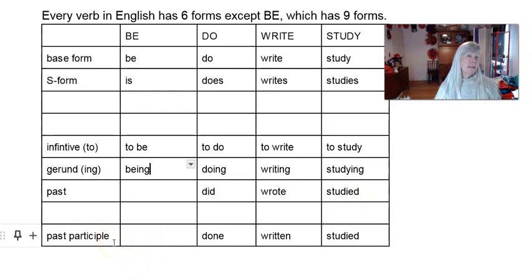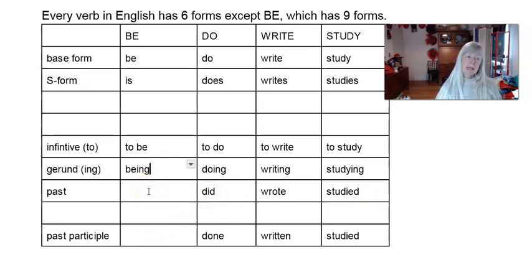For the past participle, do, did, done. When you learn a verb, learn those 3 parts, do, did, done. Write, wrote, written. The third form is written, the past participle. Study, studied, studied. So the past participle of do is done, of write is written, of study is studied. The past and the past participle are often irregular, and you need to learn those.